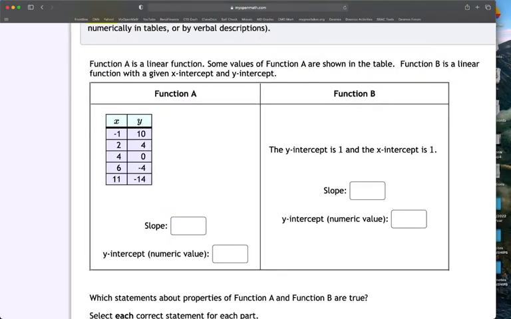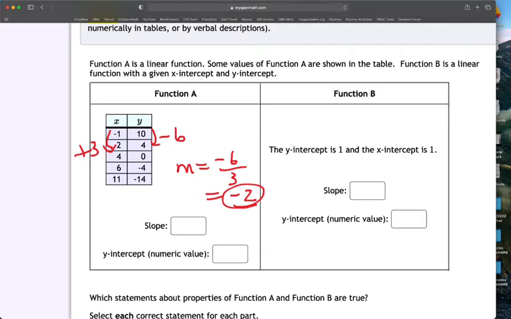From the table, the slope, we find the change in y values. To go from 10 to 4, we have to subtract 6. Over the change in x values, to go from -1 to +2, we have to add 3. So the change in y values is -6. The change in x values is 3. And that, of course, is -2.